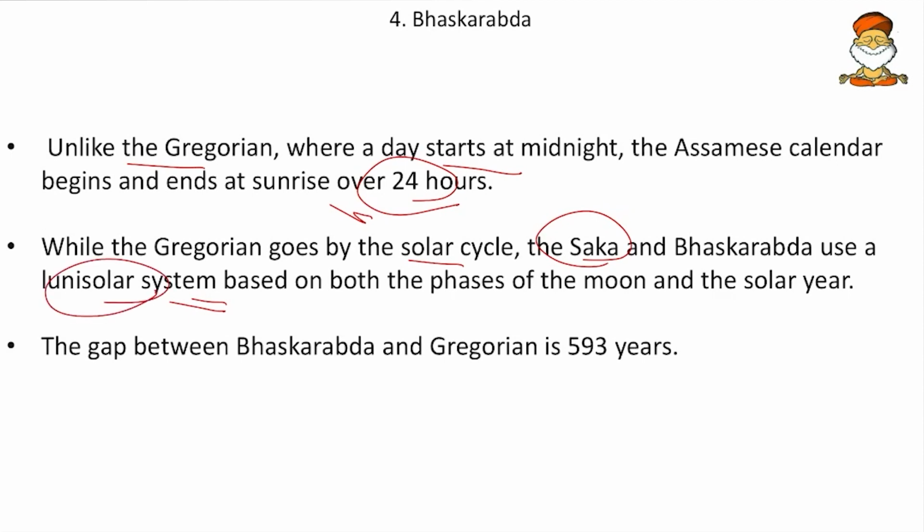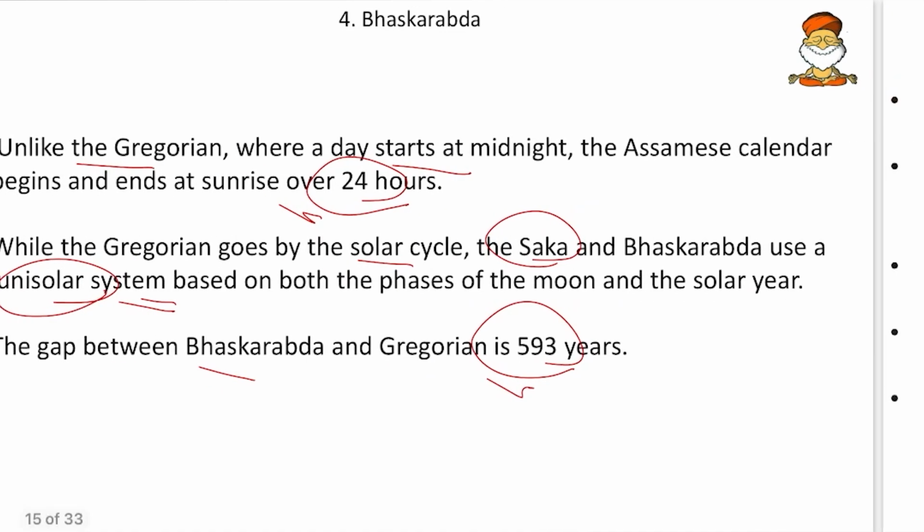Then the gap between Bhaskarabda and Gregorian is 593 years. So friends, there was a question in 2014-15. What is the difference between the Saka era, Kushana era, and then the Gregorian calendar? So all these, just have a brief revision of them. So this is all about Bhaskarabda.